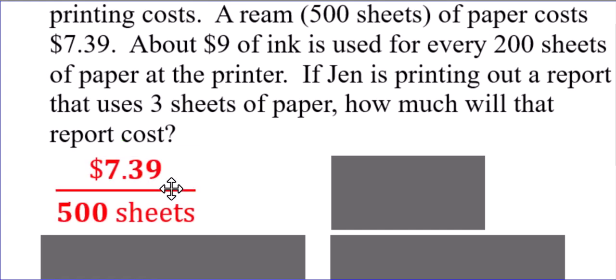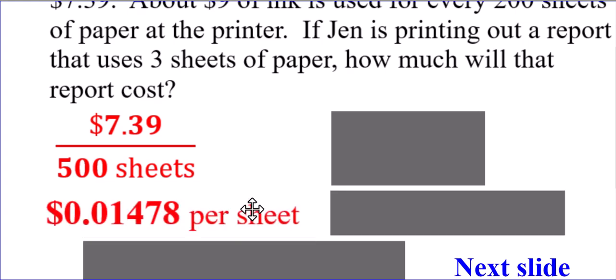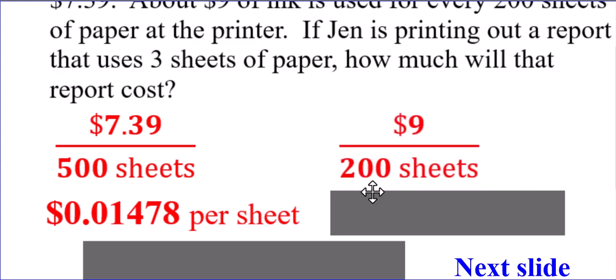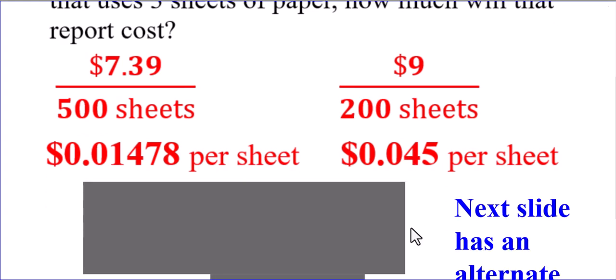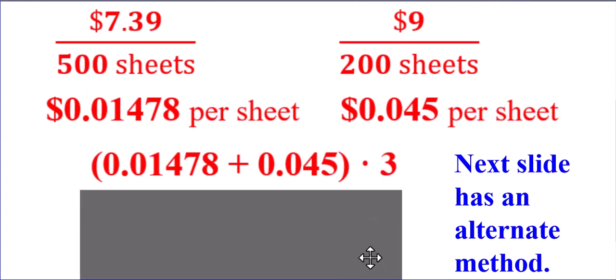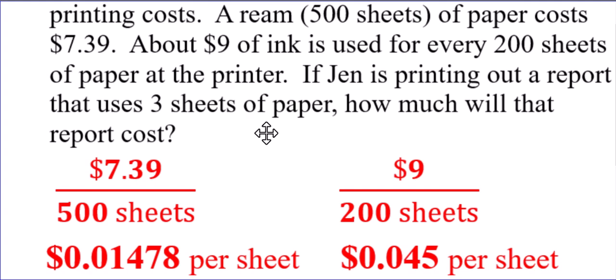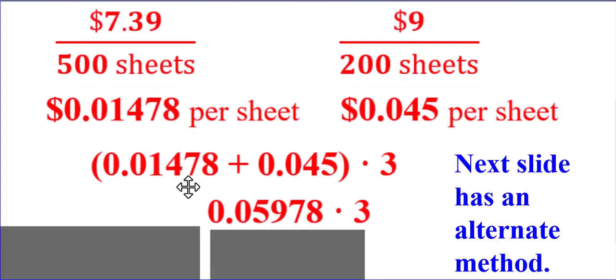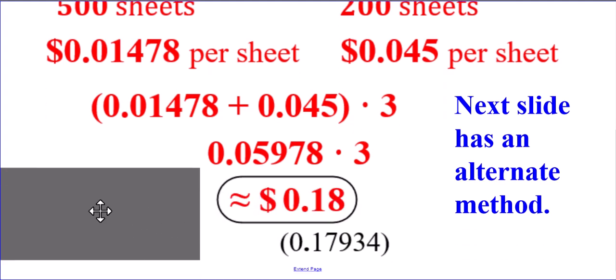All right, for unit rates, let's start with the paper cost. Divide, you will get this ugly answer. Do not round it. For the ink, divide, $9 divided by 200 sheets. Notice the money always goes on top. We talked about that earlier in this unit. That's going to give you this number. Do not round it. From here, add them together, multiply by 3. Why? Because I need it for 3 sheets of paper for the whole report. That's going to give me 0.05978 times 3. Now I finally round. Notice I did not round until the very end. That's very important.